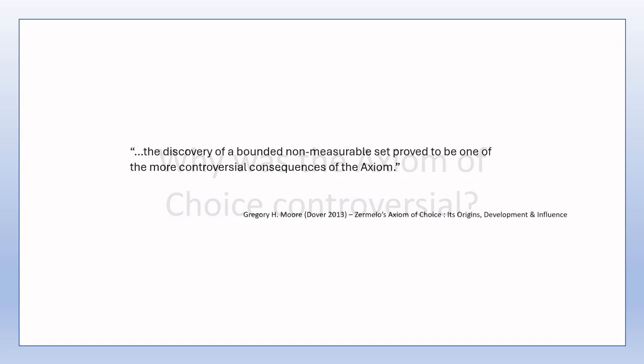For example, the discovery of a bounded, non-measurable set proved to be one of the more controversial consequences of the axiom. Some of these counterintuitive results are often called paradoxes rather than theorems. Because these paradoxical results often make a necessary use of the axiom of choice, that is, they can't be derived without the use of either the axiom of choice or some related proposition, then it's been easy for those mathematicians against the axiom of choice to point towards these results as evidence that the axiom of choice is not acceptable, by claiming that the results are not merely counterintuitive but contradictory.